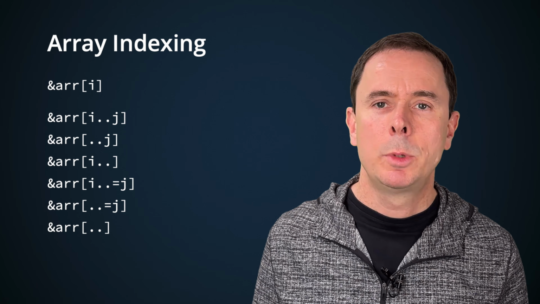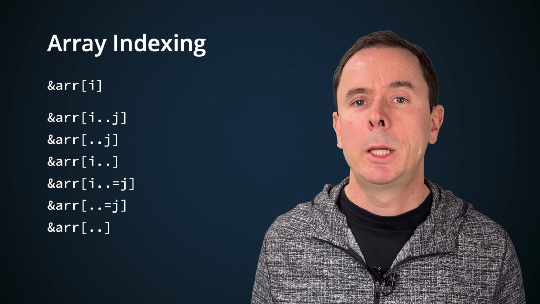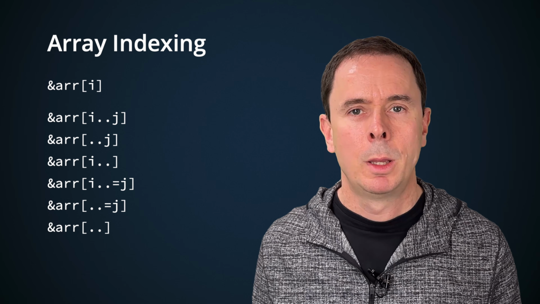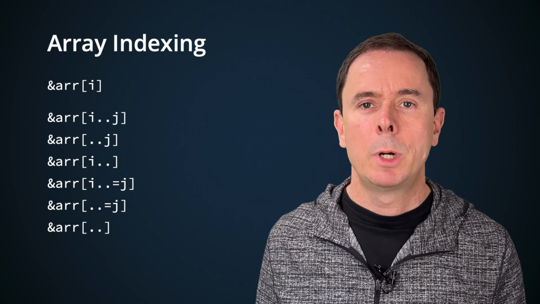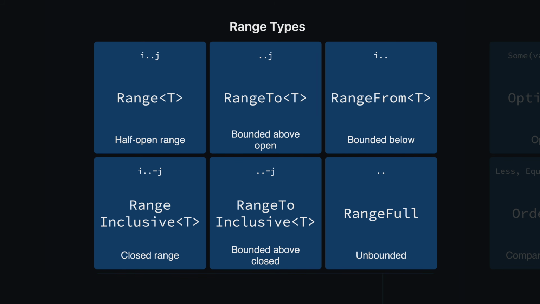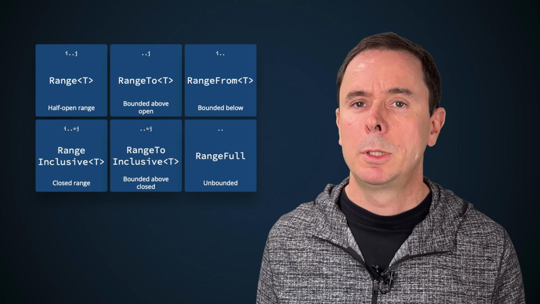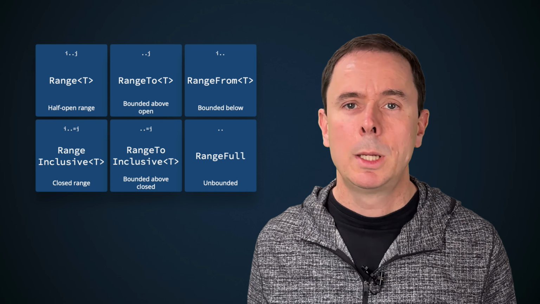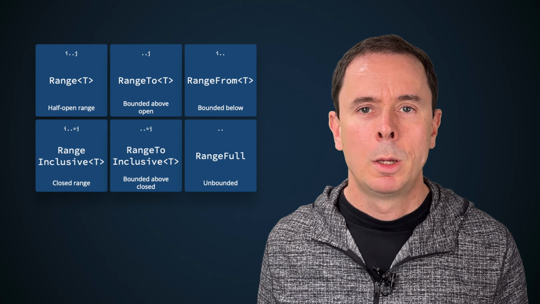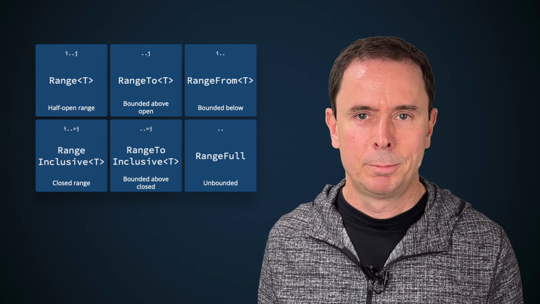So now you've seen that arrays can be indexed with different types. If you want a single element, then you index with a usize, but if you want a slice, then you index with a range. Each of the range expressions you just saw has a different type, and those types are on the Elements of Rust down in the bottom left corner. And you might notice these are generic types. They have a type parameter T in angle brackets. That's because different collection types use different index types. So you index into an array with a usize, but a BTreeMap might be indexed with something else. We'll talk more about generic types in the next video.